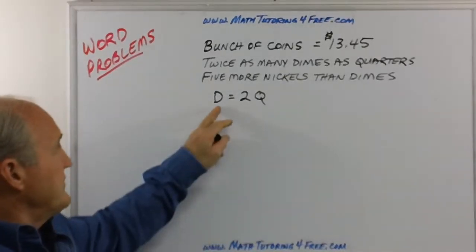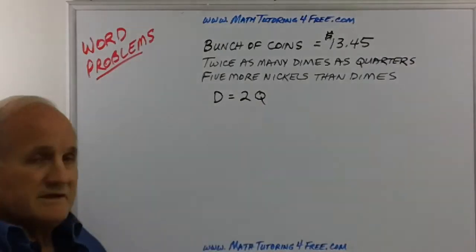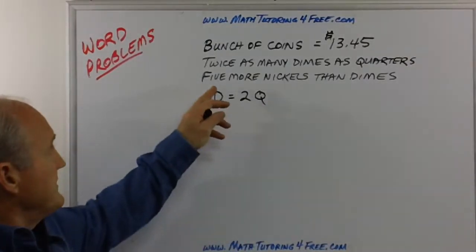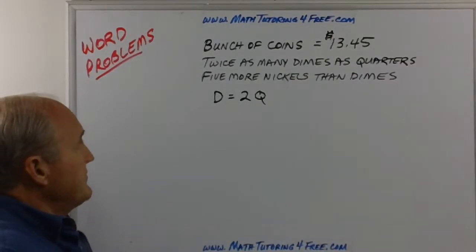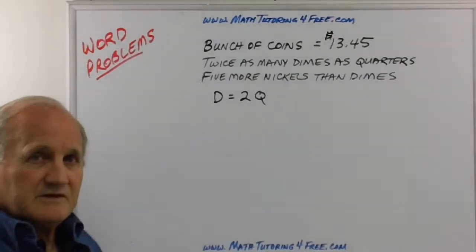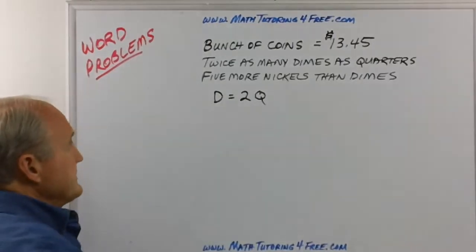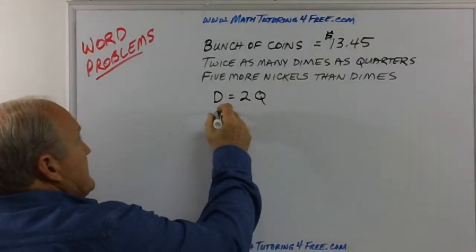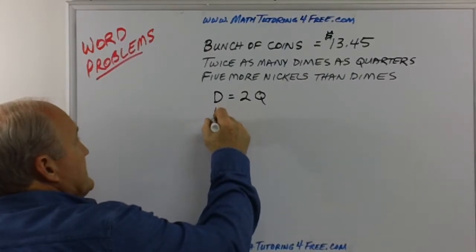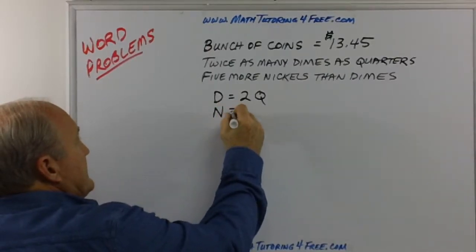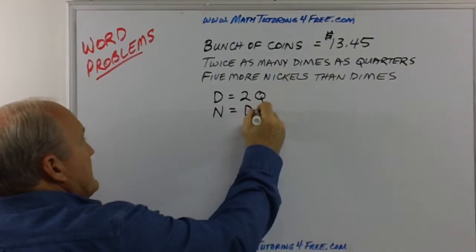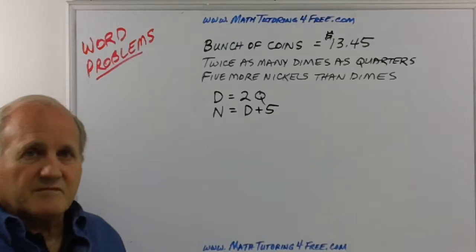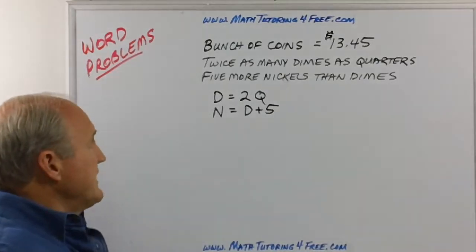So if we say the number of dimes is equal to twice as many as the number of quarters, another thing we know from this last one is that we have 5 more nickels than dimes. So how can we express that in an equation? 5 more nickels than dimes. So the number of nickels is equal to the number of dimes plus 5. That make sense?